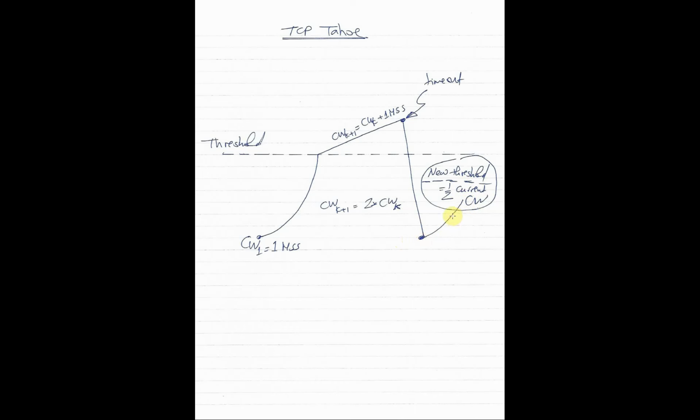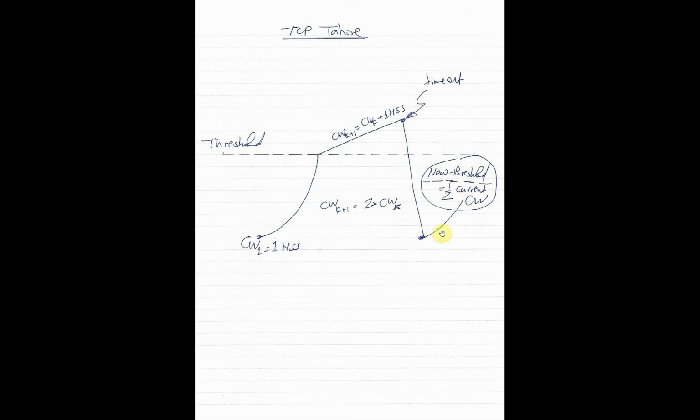So this is the first thing that happens. When a timeout occurs, the next congestion window becomes one maximum segment. And the threshold will also change. The threshold will become half of the current congestion window. In our illustration here, we assumed that the congestion window reached 70 kilobytes. So the new threshold will become 35 kilobytes, which is half of the previous congestion window.